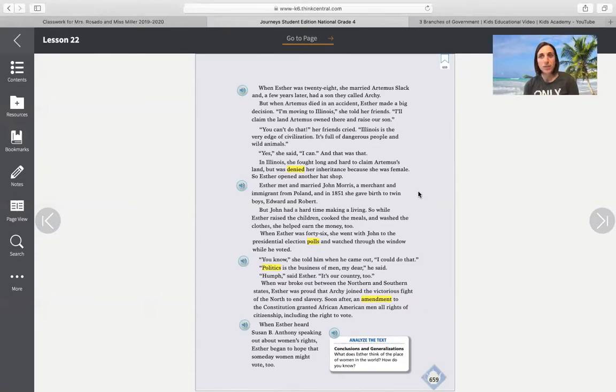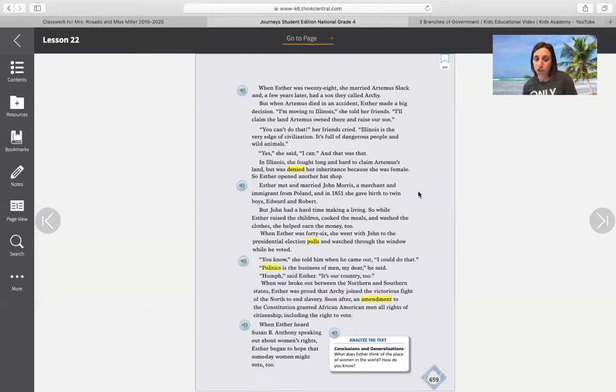So again, this is a pretty big part, boys and girls, so I want to stop here and check for understanding. I want you to understand that at this part of the text, and at this part of Esther's life, there is a war going on in the United States. This is called the Civil War. And during this time, the northern part of the country and the southern part were fighting to end slavery. The north part of the country wanted slavery to end, and the south wanted slavery to continue.